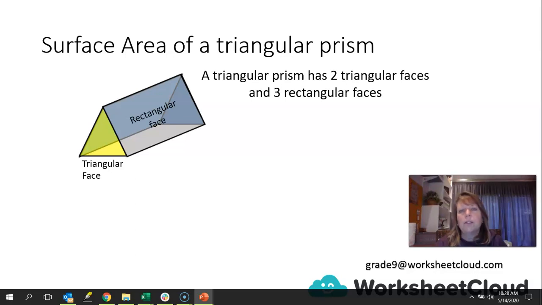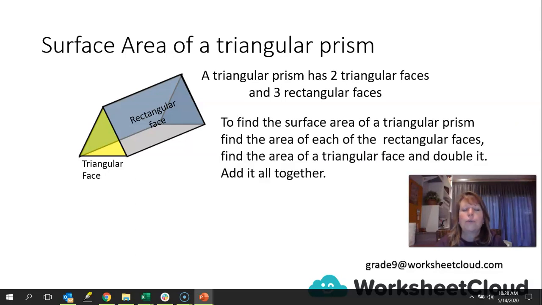Now, it depends on the triangle shape as to the measurements of each rectangle. So if your triangle is an isosceles triangle, it would mean that the two rectangles either side of those equal faces will be the same measurements. If it's an equilateral triangle as the base, then all the measurements of the rectangles will be exactly the same. If it's a scalene triangle, each rectangle will have different measurements.